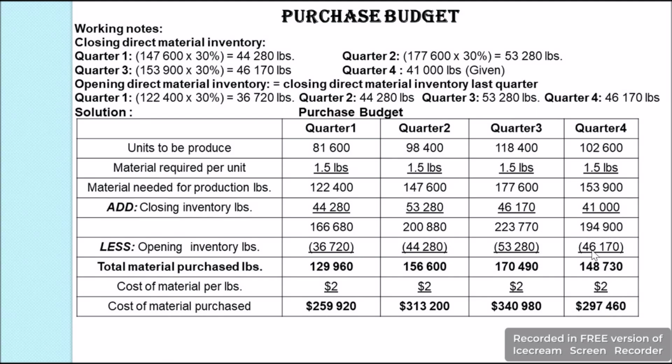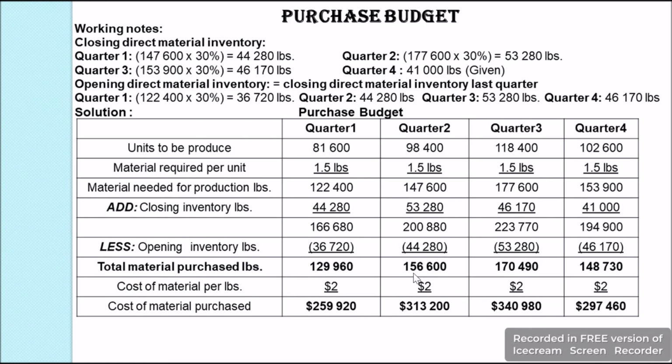In the fourth quarter, we have 194,900. From there, we subtract 46,170. We get the total material purchase as 148,730. Now we know this is the total material purchase in terms of weight, that is in terms of pounds. Now we have to calculate in terms of value, that is we will multiply it with the cost of material per pound, which is $2. So 129,960 times 2 gives the cost of material purchase as 259,920 for the first quarter.